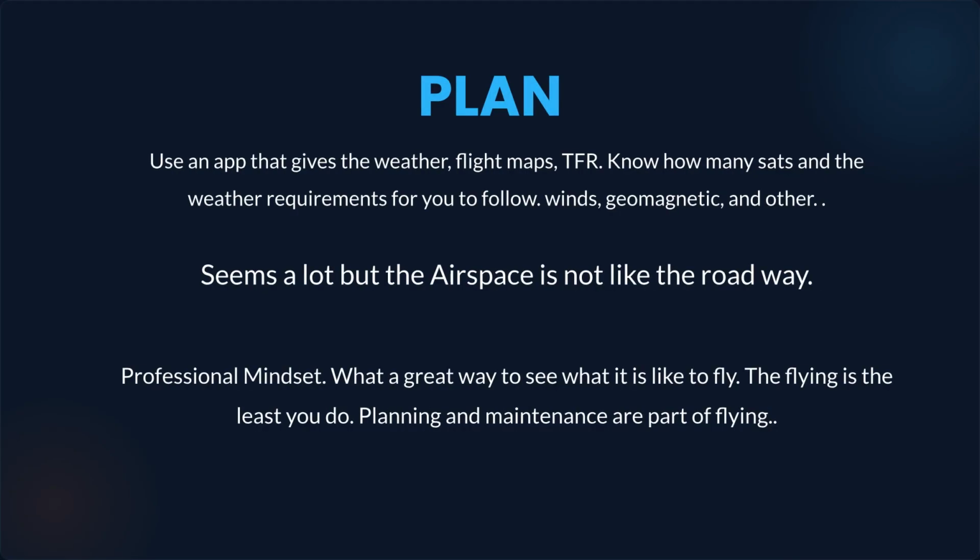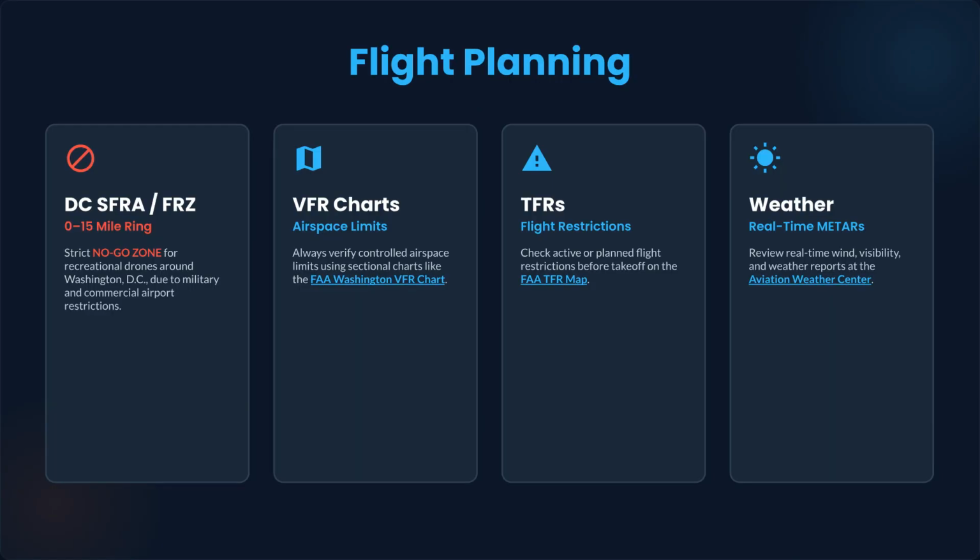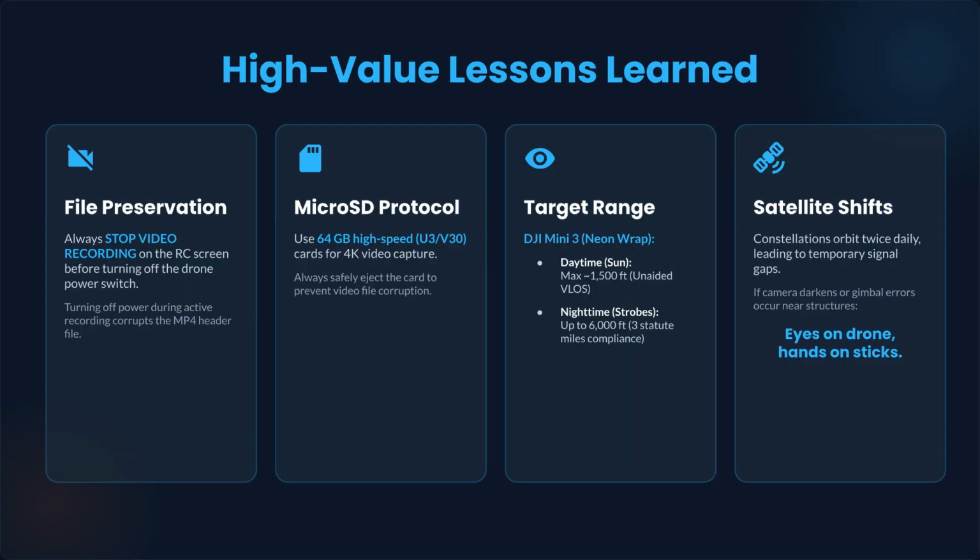Proactive planning is essential. Always use apps for weather and flight maps, check your satellite status, and stay aware of geomagnetic conditions. Remember, managing your airspace is not like driving a car. Your flight planning should include checking restricted areas like the DCSFRA, reviewing VFR charts, watching for temporary flight restrictions, and monitoring real-time weather reports.